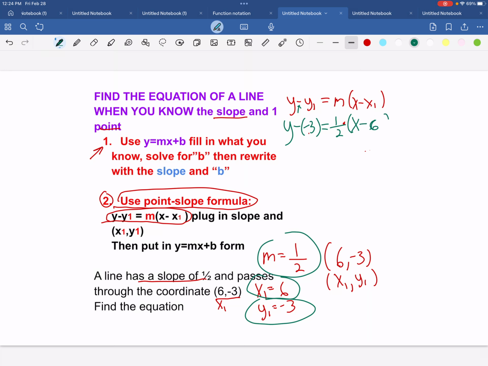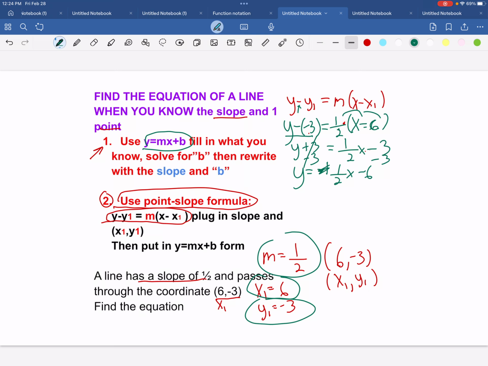Now we're going to distribute the 1/2 into both of these. So you're going to have 1/2 x, the minus sign's still there, 1/2 times 6 is 3. Simplify this: y take away -3, that's y plus 3. If I want to get it into y equals mx plus b form, all I need to do is subtract 3 from both sides. That gets rid of it there. We have now isolated y: it's actually not -1/2, it's 1/2 x minus 6. All right, so that would be the equation of the line.